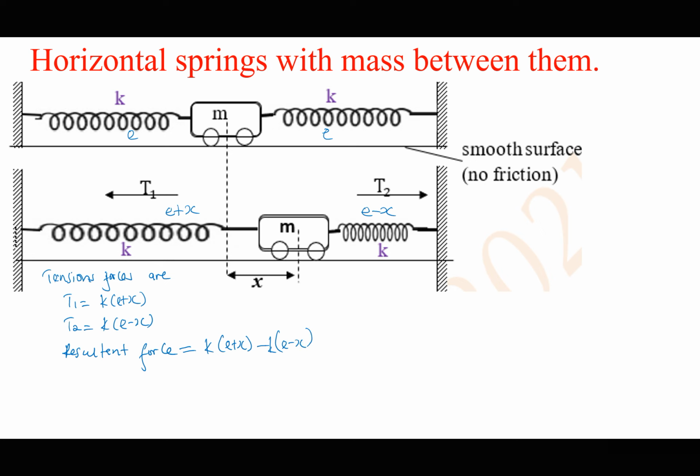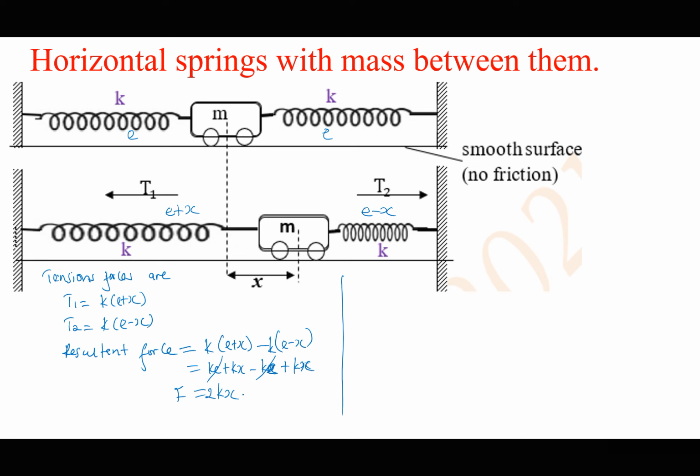When you subtract here, that is KE plus Kx minus KE plus Kx. So the KE cancels out. So the resultant force F is going to be equal to K times x. No, it is 2K times x, because it is Kx plus Kx, which is twice Kx. So that is the resultant force.